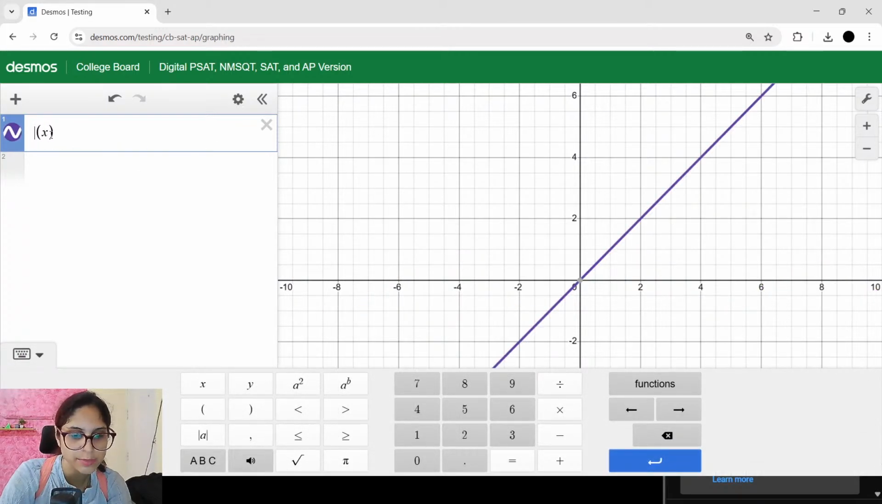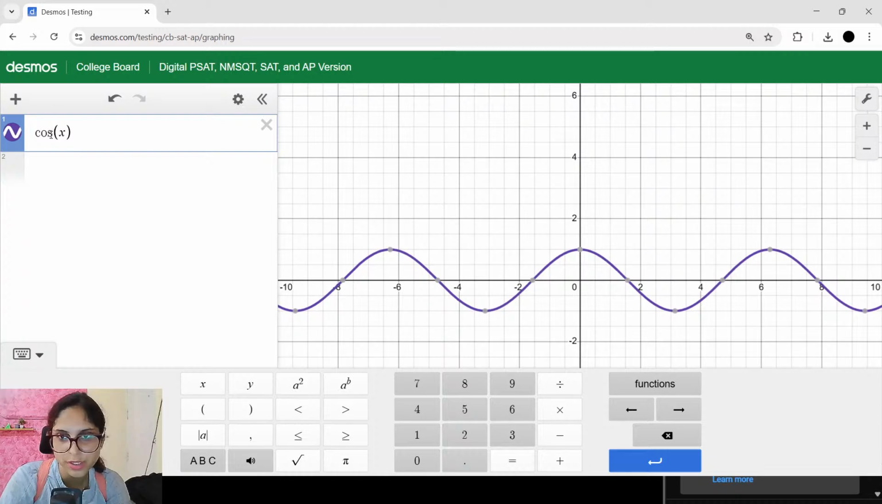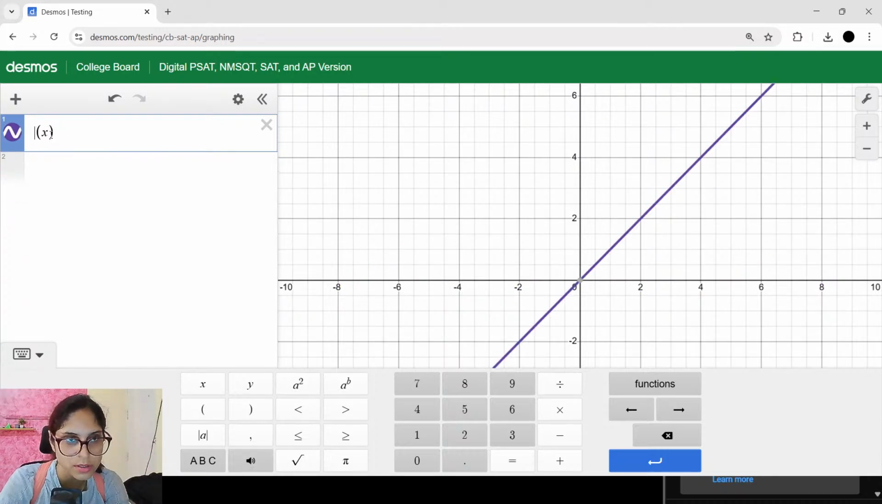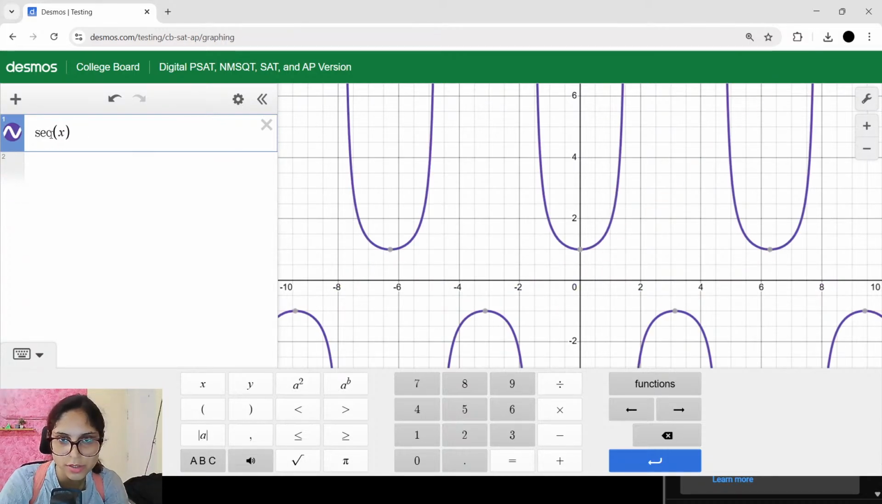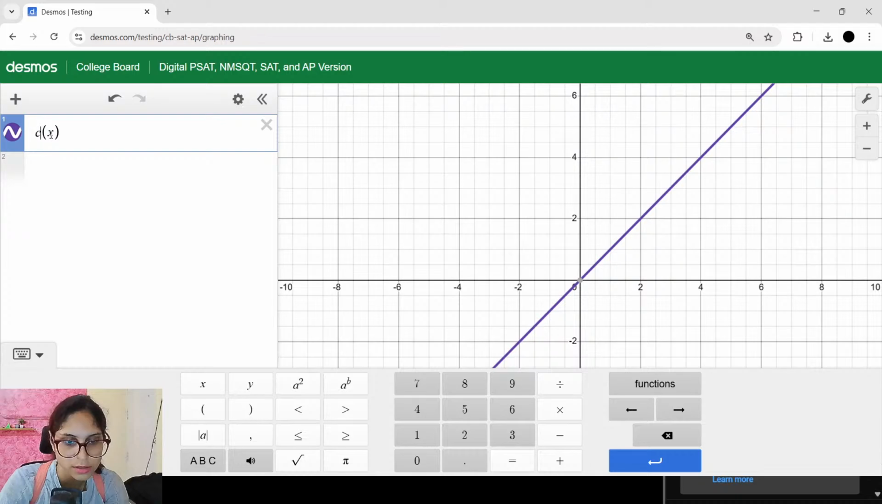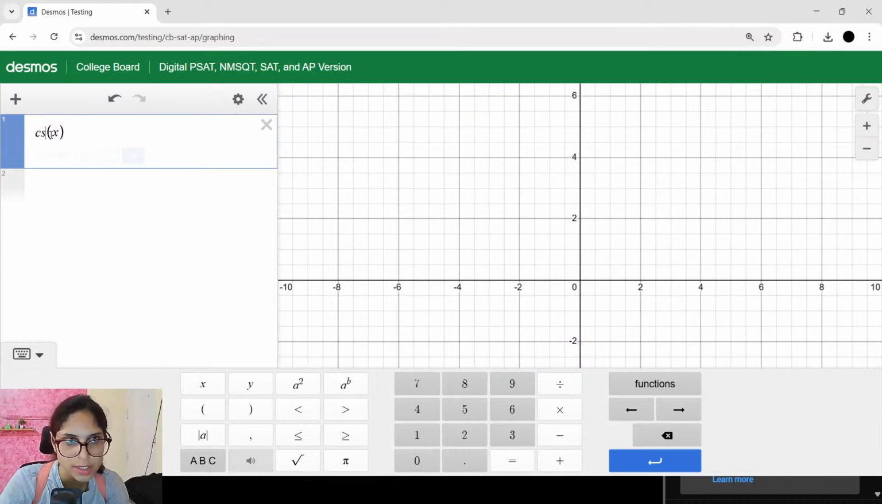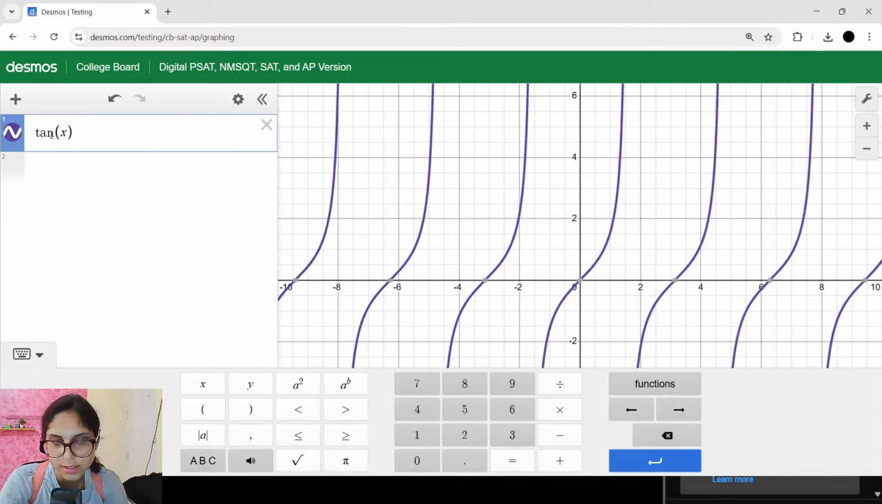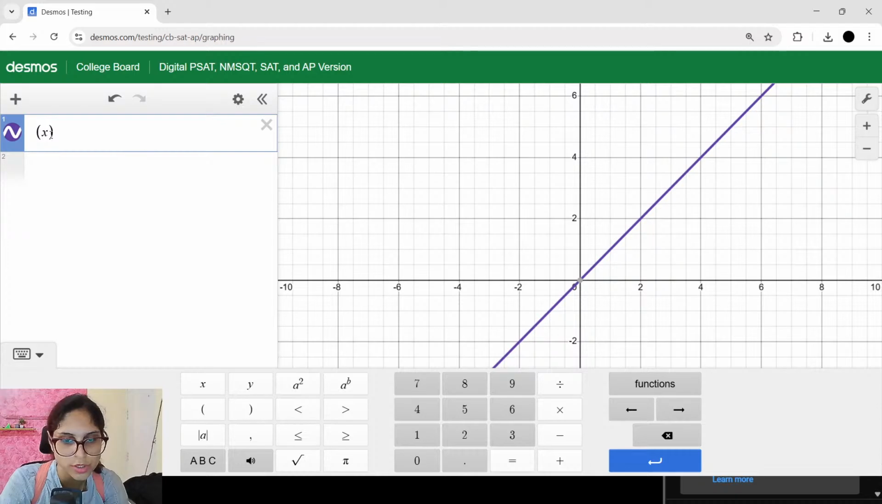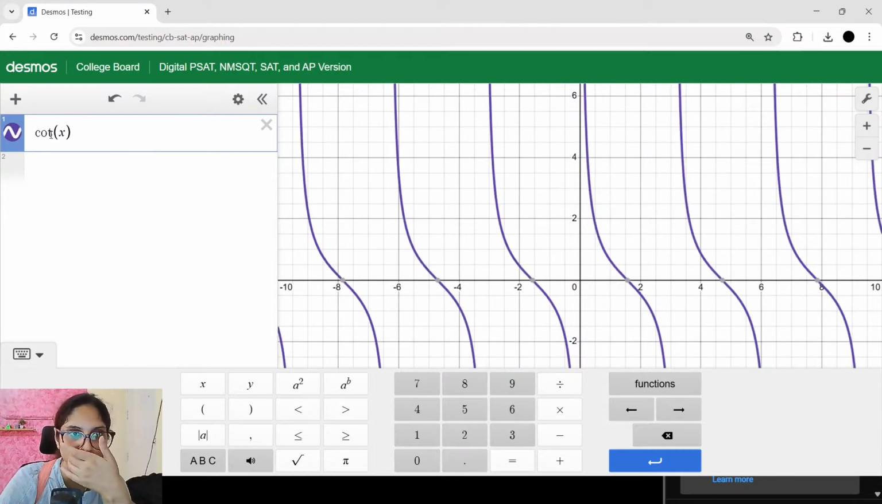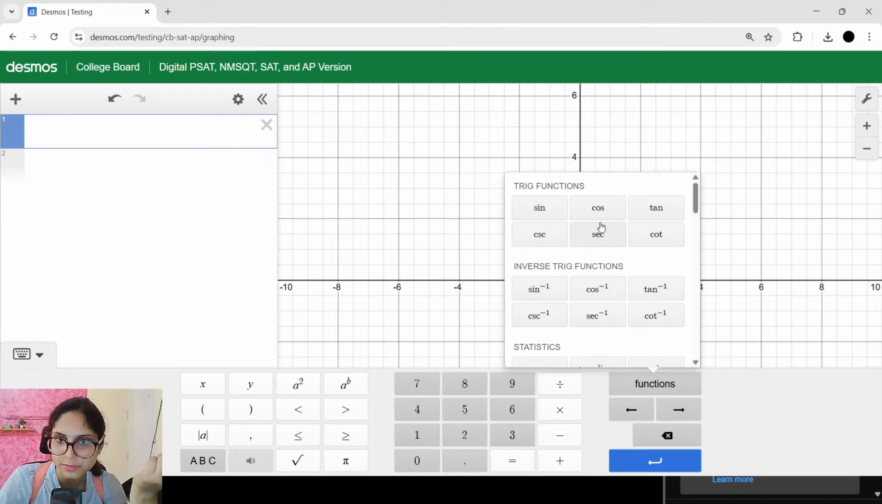For cosine, you can just type cos, and in parentheses, you can write your expression. For sec, you can do this, you will get a graph of secant. Cosecant, again, the same thing. This is tangent graph and this is cotangent graph. For cotangent, you type cot. So you can also use your keyboards or you can use functions from here.